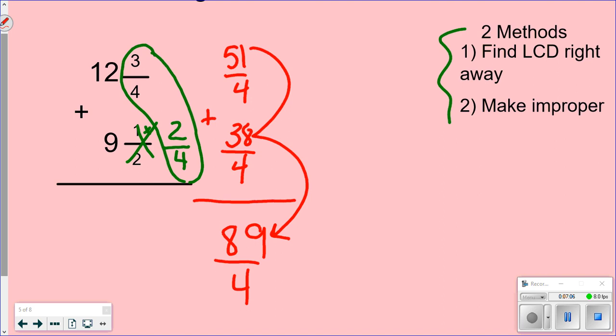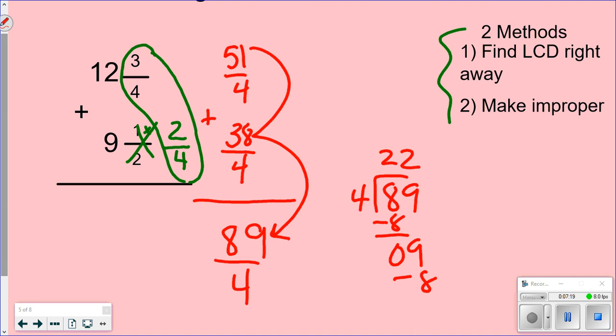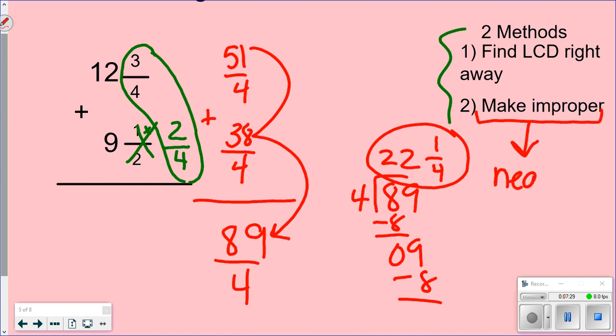And then my denominator stays the same, and then you have to make a mixed number. It goes in one. Oh, actually, it goes in twice. My bad. Goes in 2 times. So 22 and 1/4. Regardless of what way you do, they should both turn out to be the same. I'm not going to lie though, if you have negative ones, this is the easiest way.